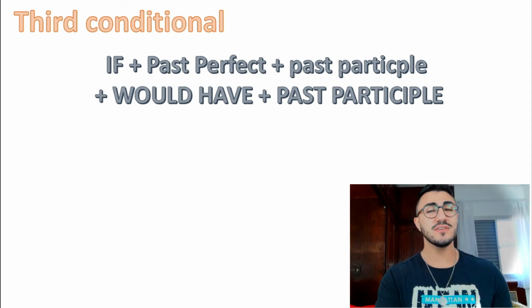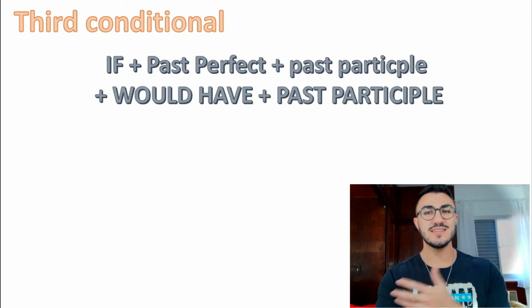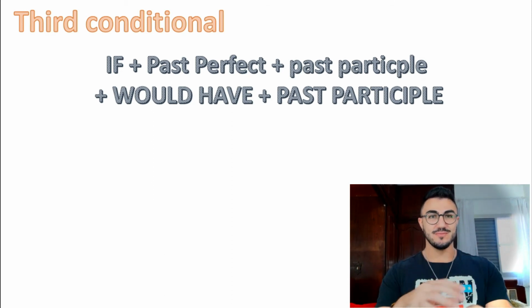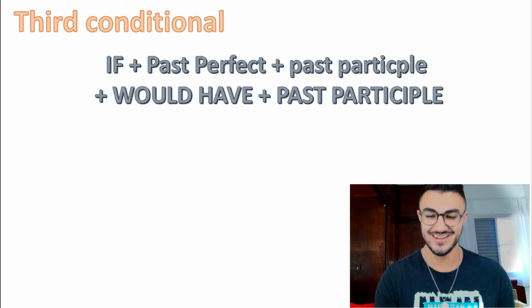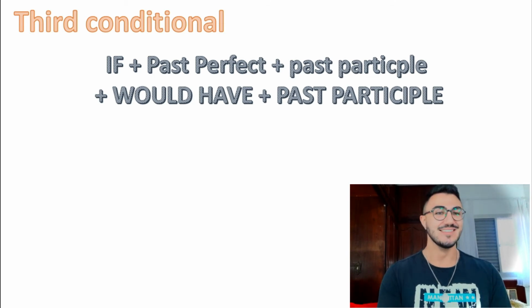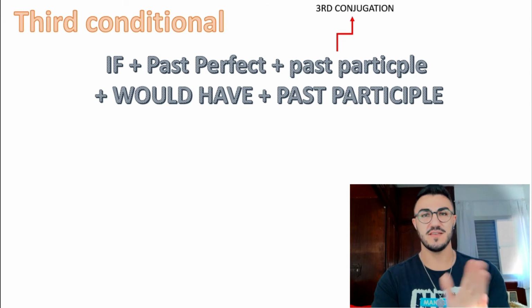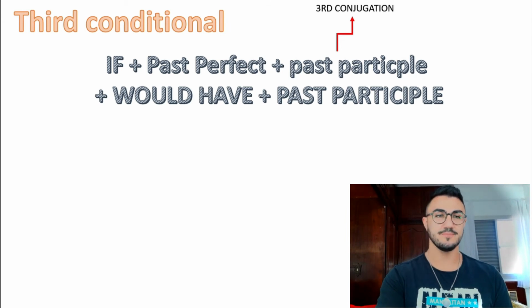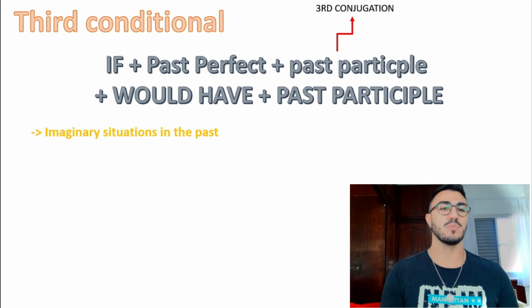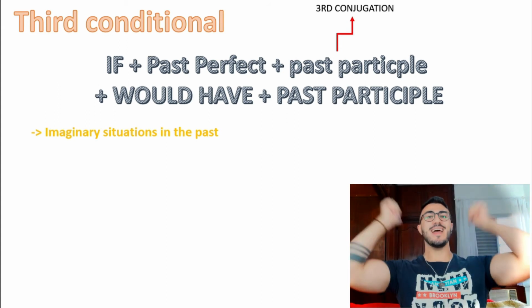So when do I use the third conditional, teacher? When do I use this monster here? I'm just kidding, no, it's easy. The third conditional uses the past participle, as you know, the third form of the verb. When do I use it? Imaginary situations in the past.